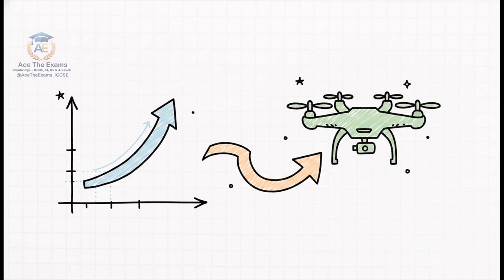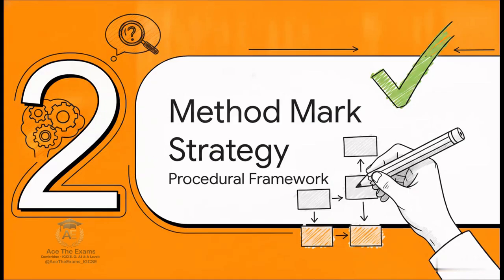You look at the drone problem and say, oh, wait a minute, this is just a velocity time graph where the area under the curve gives me the altitude of the drone. Connecting abstract math to a concrete, completely unfamiliar reality is the ultimate display of analytical depth. That brings us to Section 2, the method mark strategy.